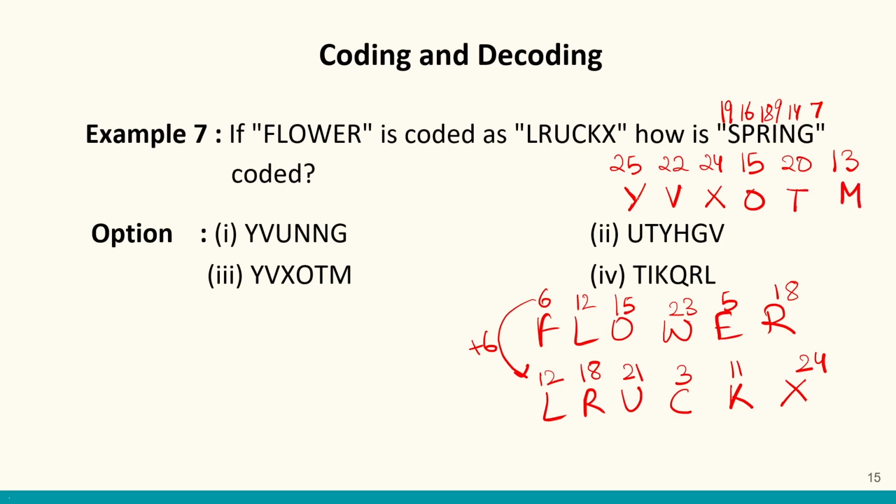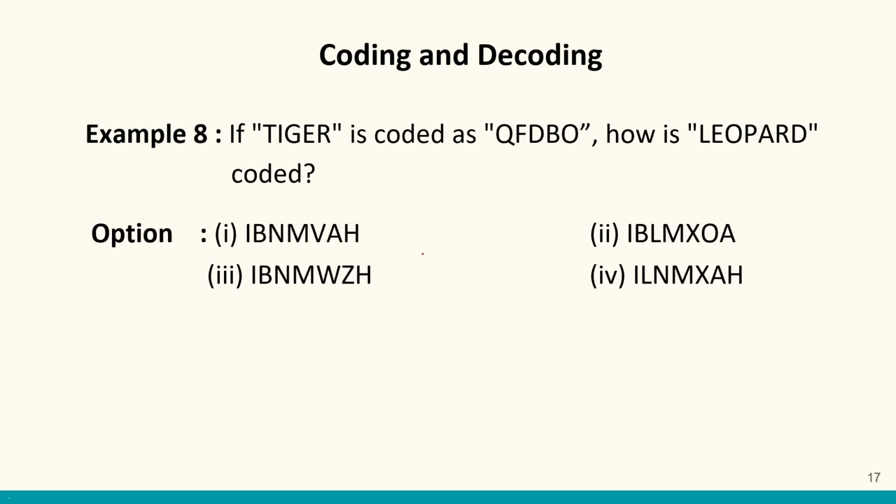So our code will be YVXOTM, which is option number 3. So option number 3 will be your answer. Okay. Now this one. TIGER is coded as this. So how is LEOPARD coded? Again, let us quickly give them ranks.